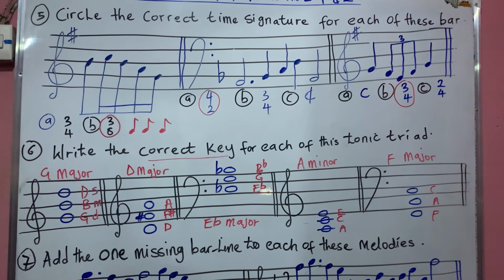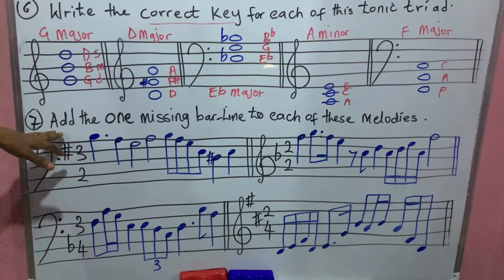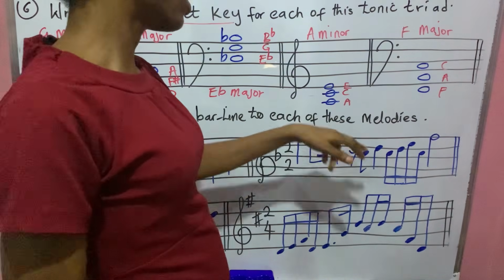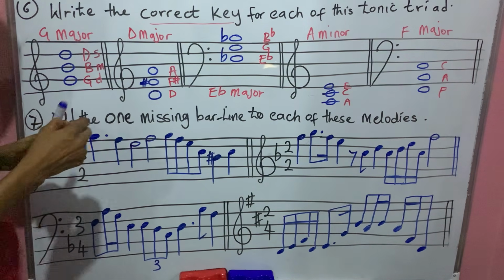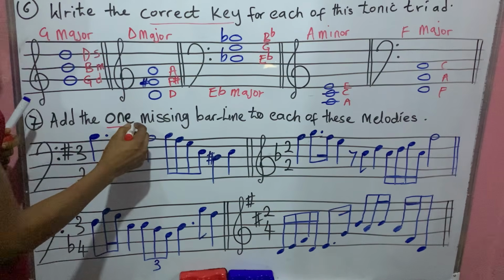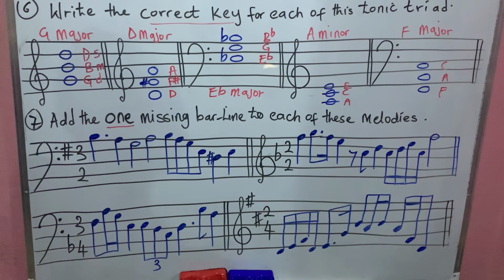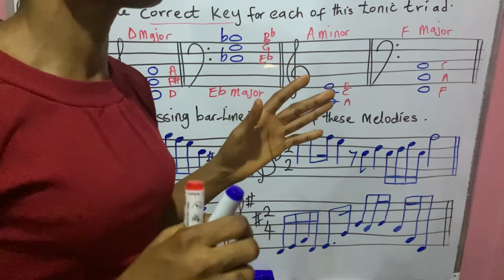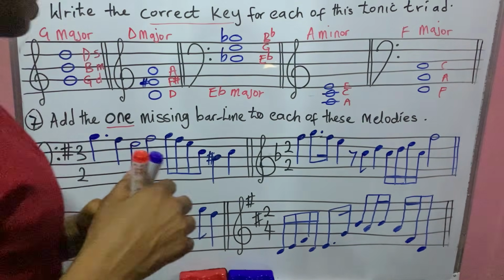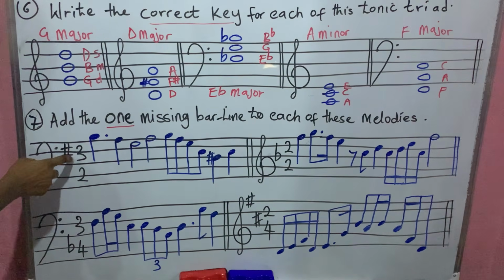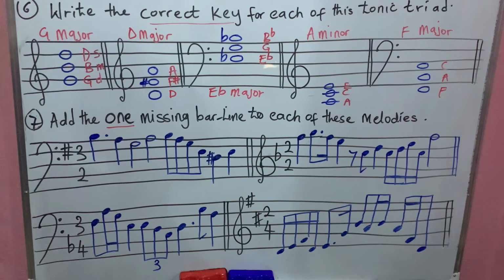F major. Number 7. Add the one missing bar line to each of these melodies. Now, this word is bold: the one missing bar line. Not two missing bar lines. You are asked for just one missing bar line. And let's see, it's 3/4. You've been given the time signature. So with this time signature, you can easily add the missing bar line if you've been following all my lessons from day 1 till date.